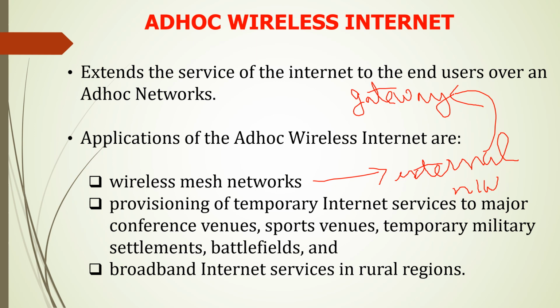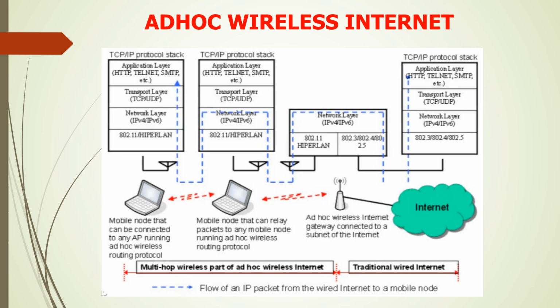internet access. Your second application will provide a temporary internet service for your conference venue, sports venue, temporary military settlement and for battlefield. And also this will provide you a broadband internet service in rural areas. So this is about your Adhoc wireless network. Now we'll see the schematic diagram of your Adhoc wireless network.